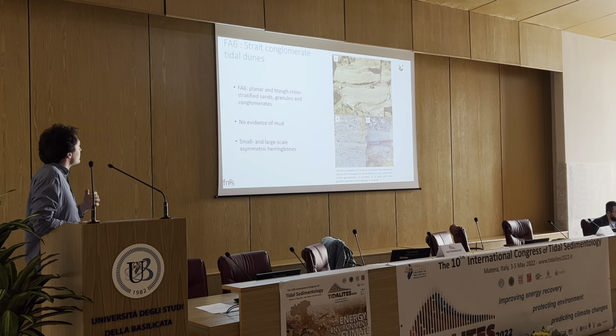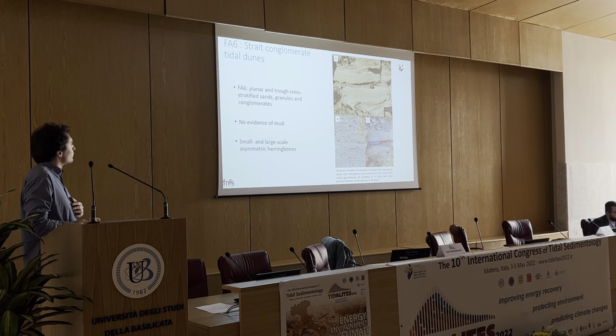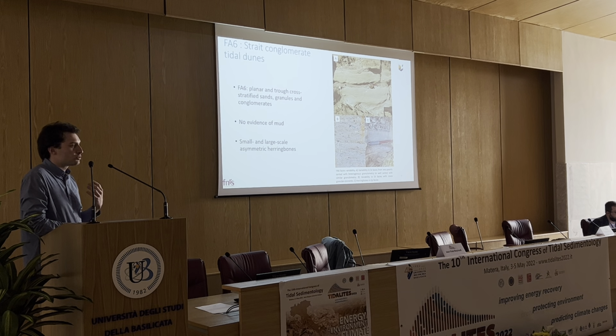So this structure is in our facies association number 6, which is the most important, and it's built from planar and cross-stratified sands, but also granules and conglomerates. You can see here the huge diversity of this facies association in terms of grain size, but more importantly, there is no evidence of mud in this facies association.